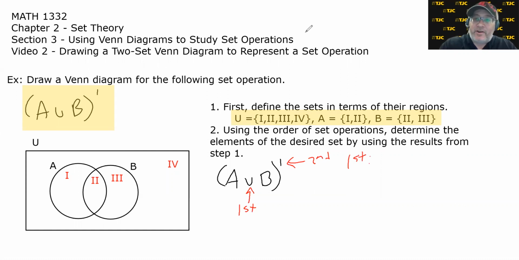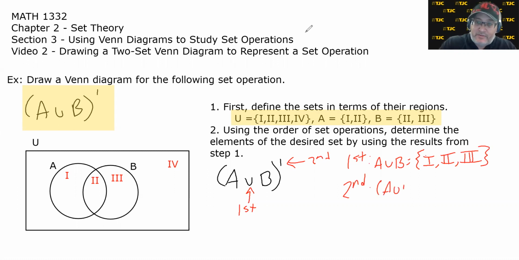So first we need to figure out A union B based on these determinations in step 1. Union just means combine the two sets. A consists of regions 1 and 2, B consists of regions 2 and 3. So if we take the union of those, we get 1, 2, and 3. And then our second step is to find the complement of that.